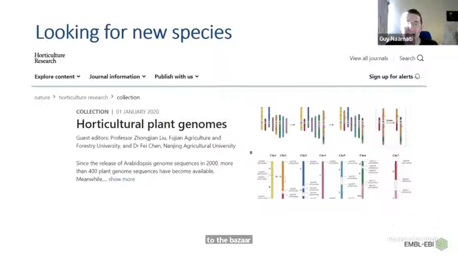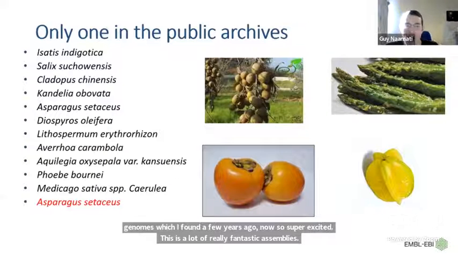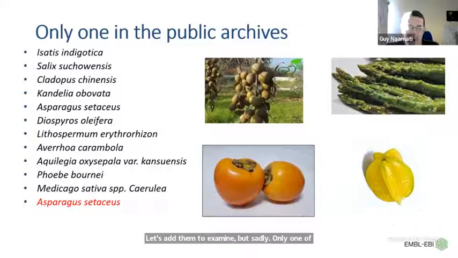And just to give a quick example, that's not always the case. This is a collection of horticultural plant genomes, which I found a few years ago, and I was super excited. This is a lot of really fantastic assemblies. Let's add them to Ensembl. But sadly, only one of them was in the public archives, in the case of asparagus, which is a bit of a shame, because obviously for us in Ensembl we'd like to have them, but also for the communities that might be using them. I think having them in genomic resources like Ensembl could be very useful. So this is something we're trying to work on with the community, and every time I give a talk, I try to explain how important this is.